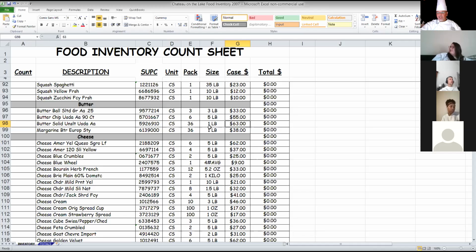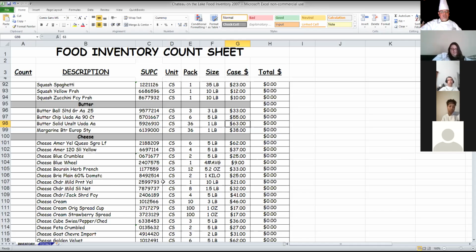You know the butter we used at school? That's how much it costs. The 1-pound block of butter, $63 divided by 36. That is how much one little block of butter costs you. That is equal to 1 pound. You want to figure out how much an ounce of that costs you? Divide that number by 16. That's how much an ounce of butter is going to cost you.